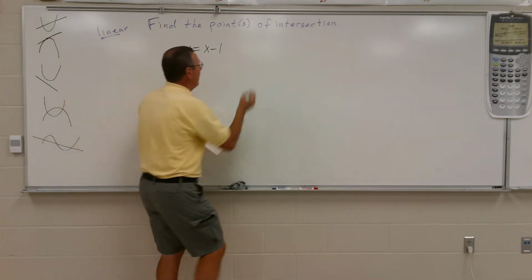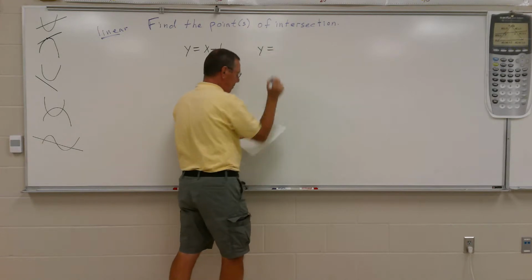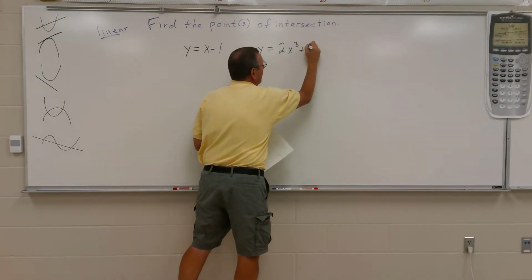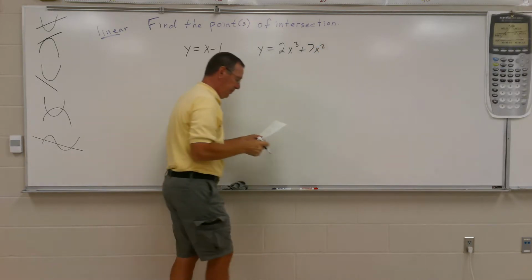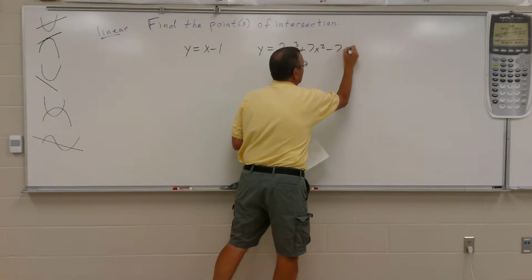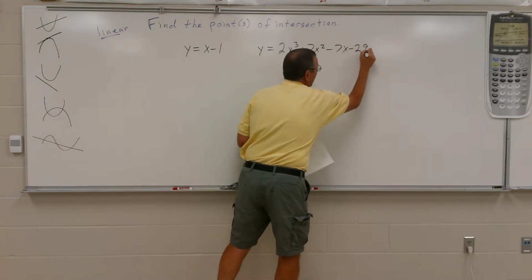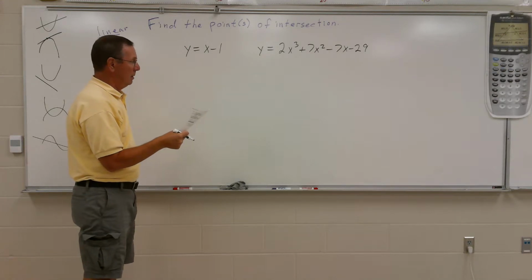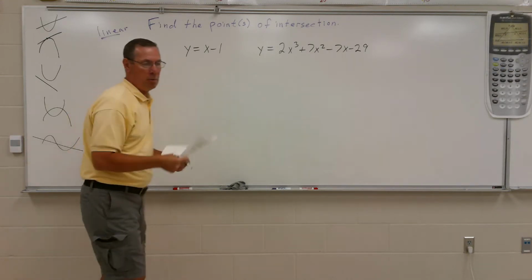Okay, my second equation is going to be a cubic function. 2x to the third plus 7x squared minus 7x minus 29. Let me double check that I copied this correctly. Yep, we're ready to go here.